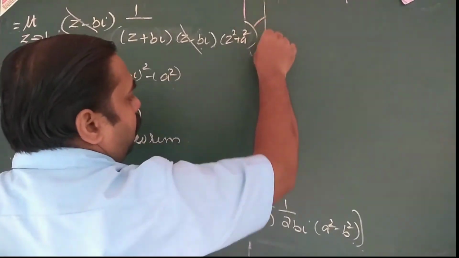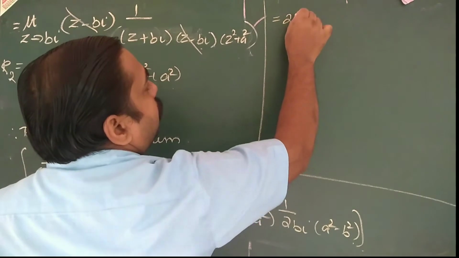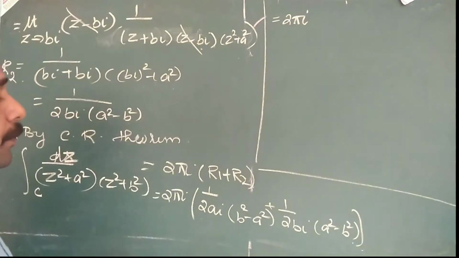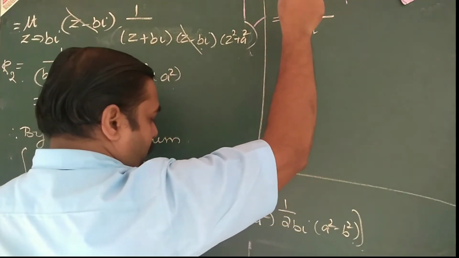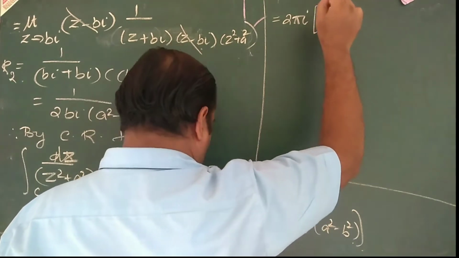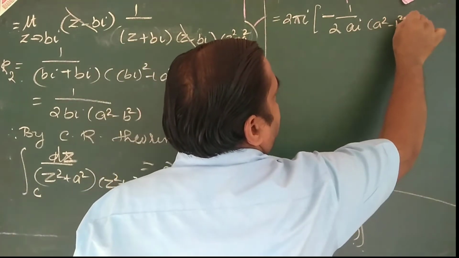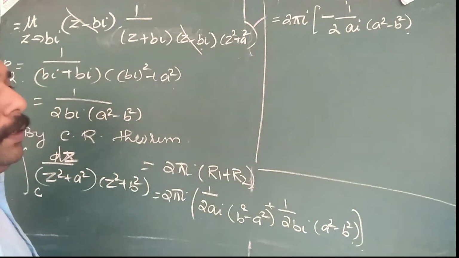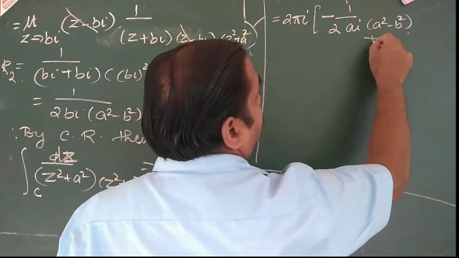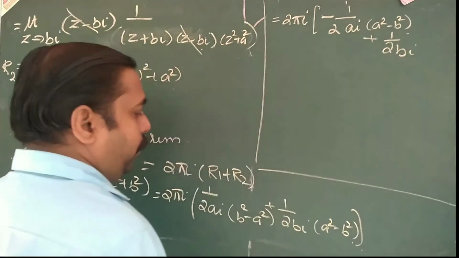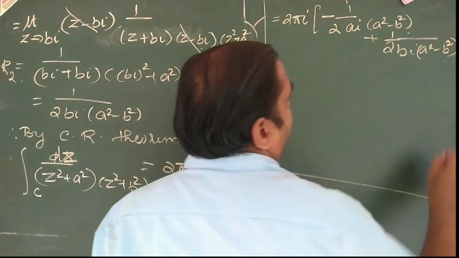So we can simplify this. That is equal to 2 pi i. Here we can take one minus, that is minus 1 by 2ai into (a square minus b square). From this you take one minus, so b square minus a square becomes a square minus b square. Then plus 1 by 2bi into (a square minus b square).